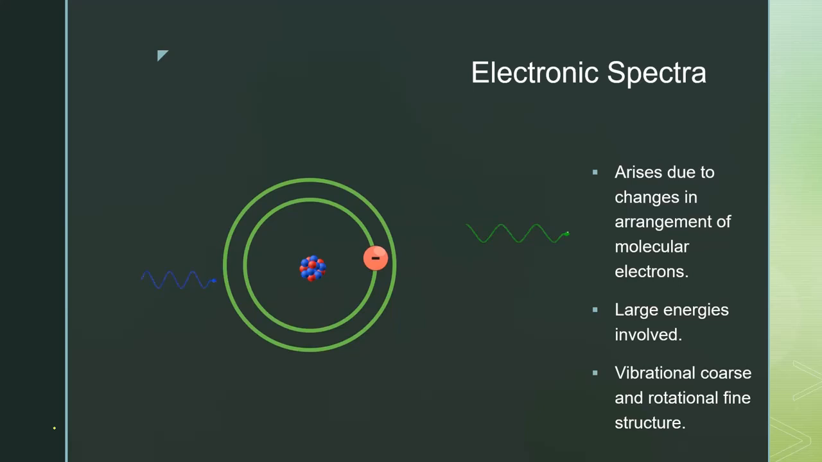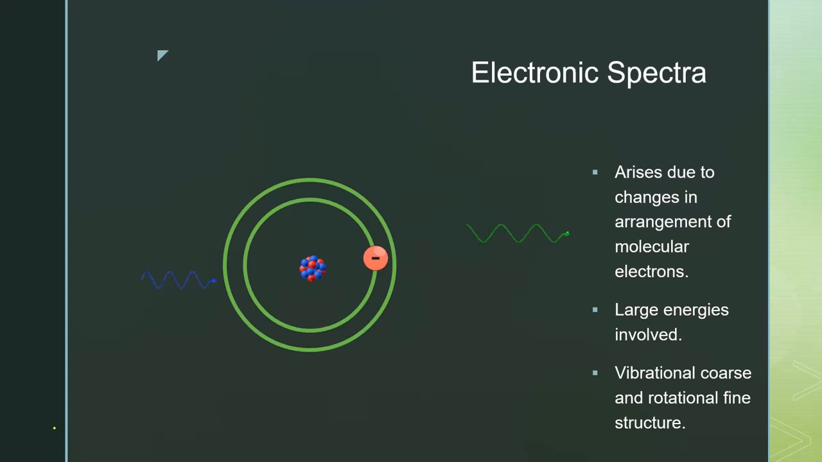So, when we irradiate any sample with a radiation which is powerful enough to make electronic transitions, then the resultant will give us the electronic spectra. This electronic spectra can be absorption spectra or emission spectra as per our requirements. And this electronic spectra arises due to change in the arrangement of the molecular electrons.